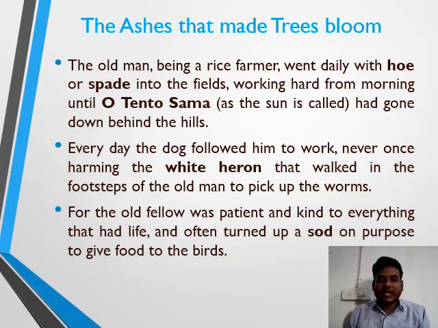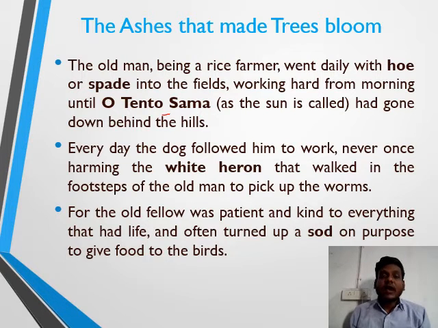Can anyone summarize what you understand of this paragraph? Write your answer in the chat box. I give you 30 seconds. Here, the sun is called O Tento Sama by Japanese people. We also know it as the sun, but the Japanese call it O Tento Sama.